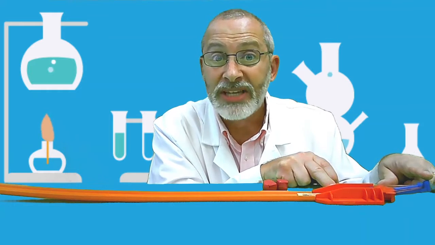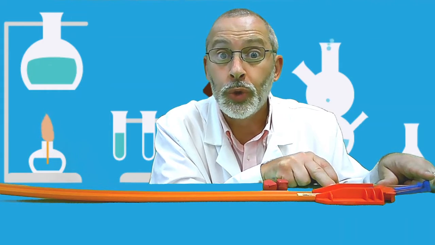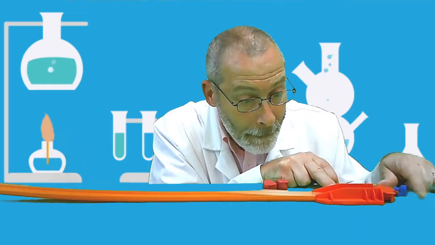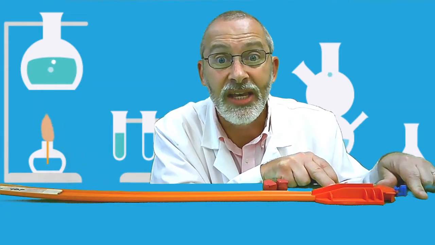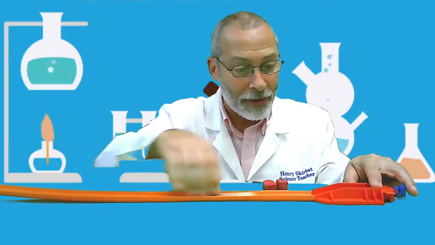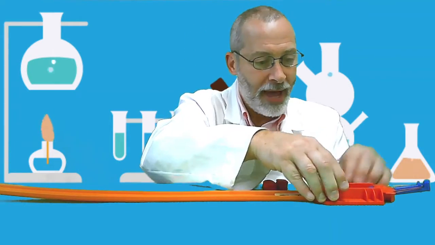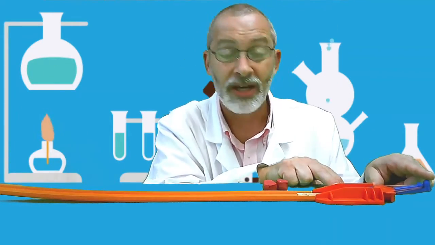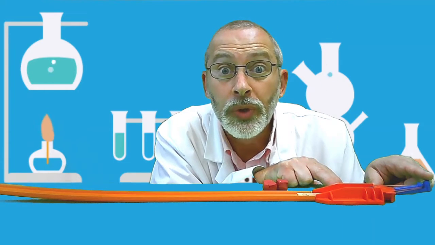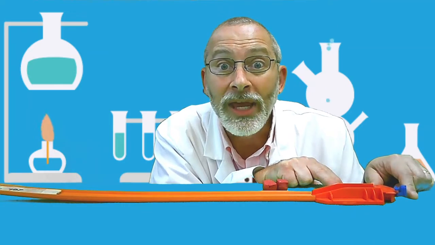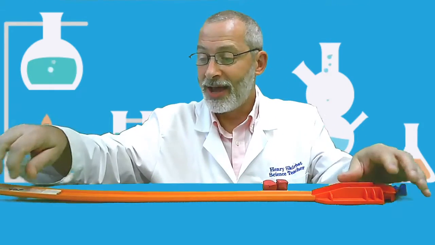I'll count down from 3, 2, 1. Boing! Did you see it? I'm going to do it again so that you can see it a little bit better. So we pull back, potential energy. When I push the button, kinetic energy. Here we go. 3, 2, 1. Boing! Hopefully you saw it that time.